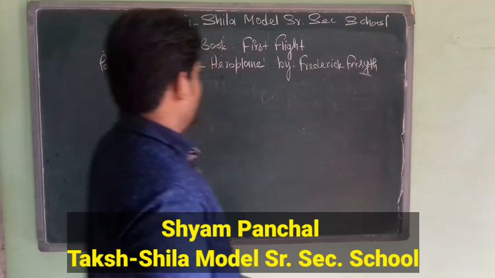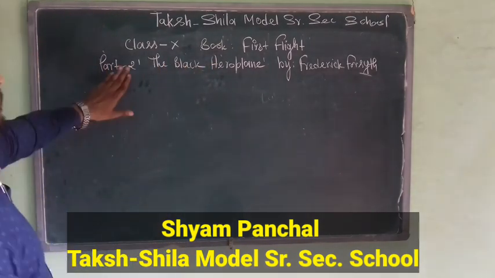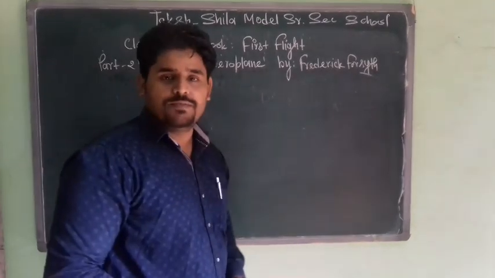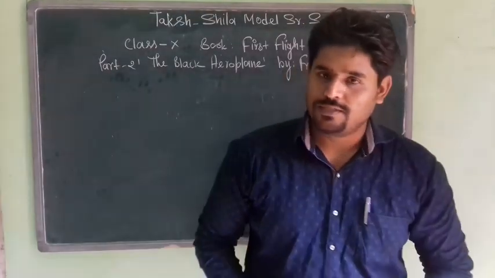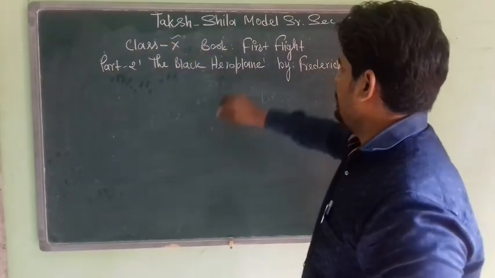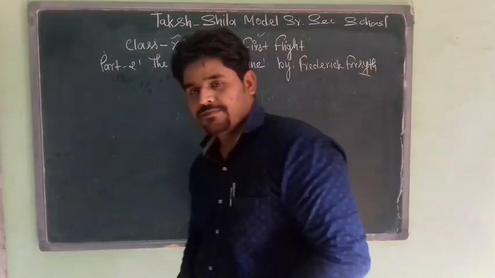So students, here we have the chapter that we are going to discuss today. This is chapter number 2. The title of the chapter is The Black Aeroplane, and it has been written by Frederick Forsyth. Students, this chapter has been taken from class 10 and the name of the book is First Flight.